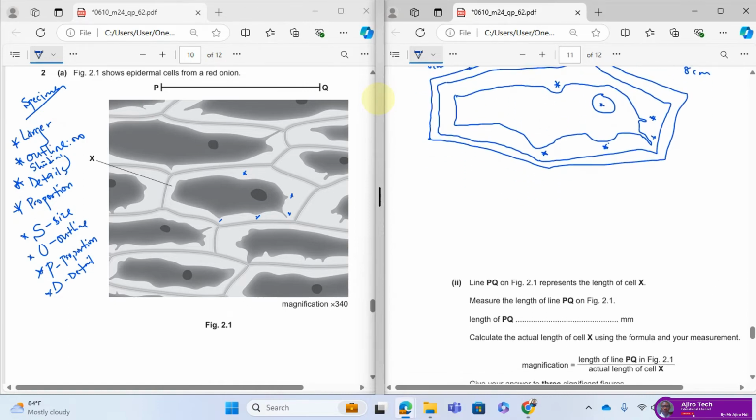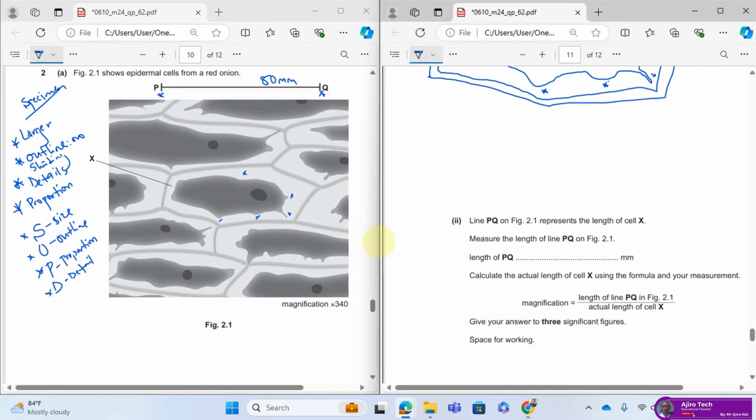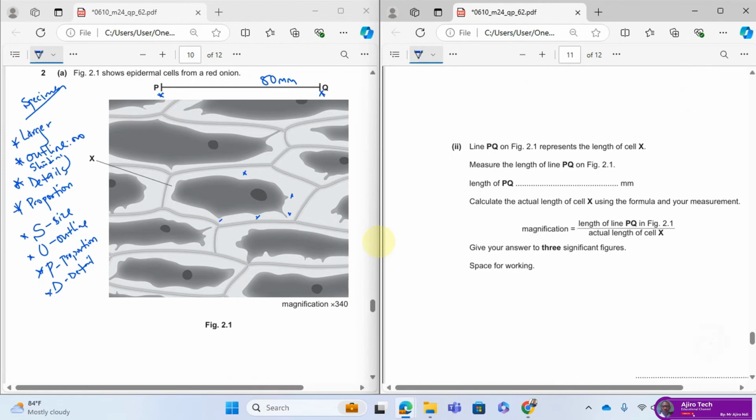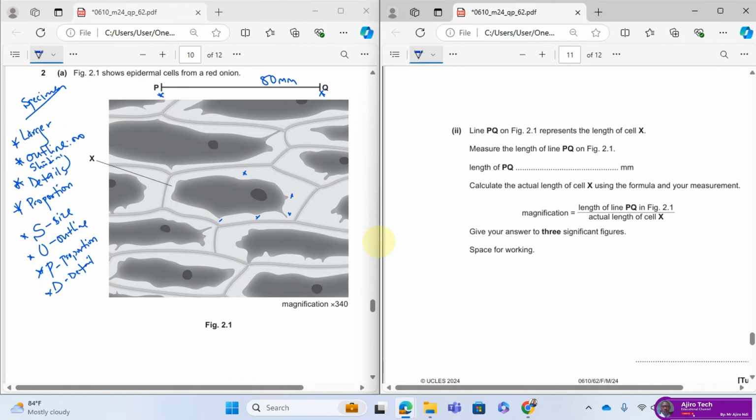Let's assume that's what we have here. So if you are measuring with a ruler from your script, it says here, length of PQ. So you place your ruler and measure the length of PQ. Let's say it's 80 millimeters. That's how to take measurement. Now they said calculate the actual length of cell X using the formula and your own measurement. Okay, the formula and your measurement.